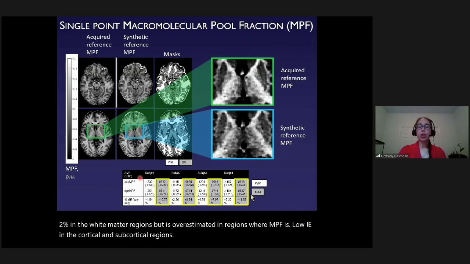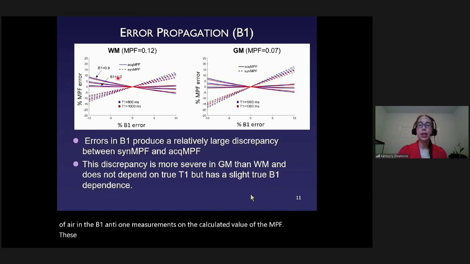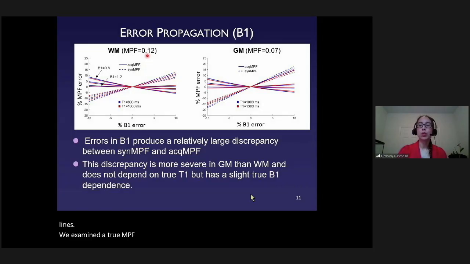In order to examine the origin of the differences between the acquired and synthetic MPF measurements, we looked at error propagation to determine the consequences of error in the B1 and T1 measurements on the calculated value of the MPF. These plots simulate the relative error in the MPF calculation for errors in the B1 measurement. We were interested in the difference between the error propagation using the acquired reference in solid lines and the synthetic reference in the dotted lines. We examined a true MPF of 0.12, close to the value in white matter, and an MPF of 0.07, which is close to the MPF value in gray matter.